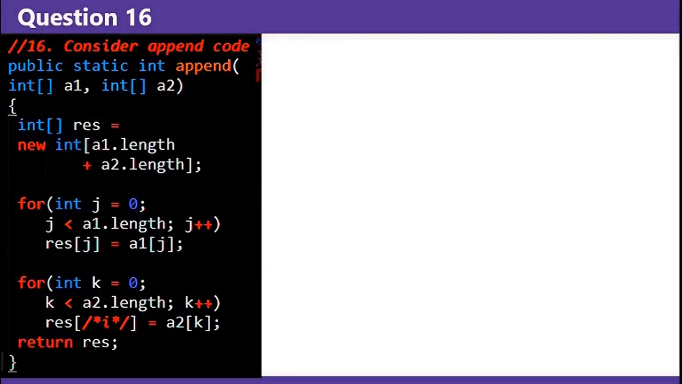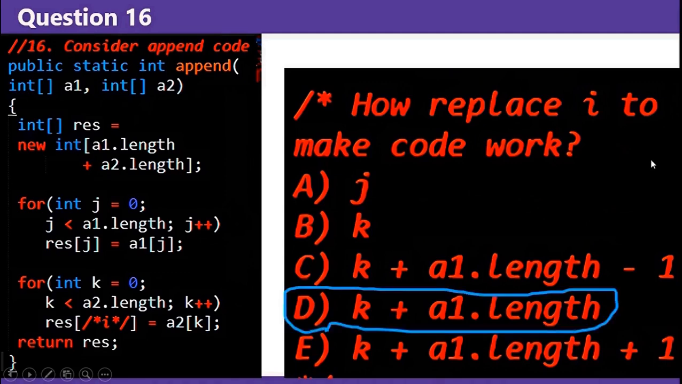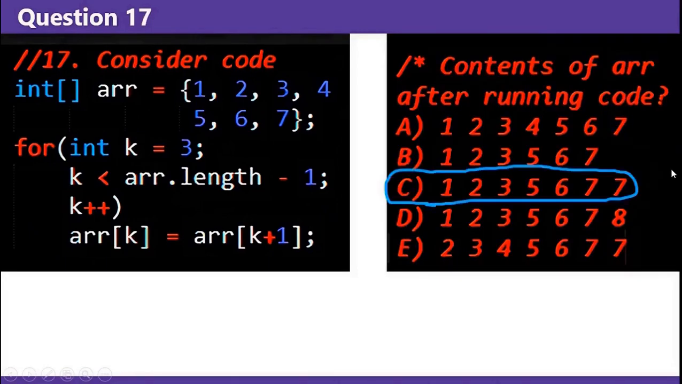Question 16 copies two arrays into a larger one. The correct replacement for the I comment is K plus A1.length, as it ensures that the second array is written after all the other data already copied from the first array. Therefore, the answer is D. The code for question 17 copies adjacent array elements to the current element starting from index 4 and stopping one before the end. The answer is C.